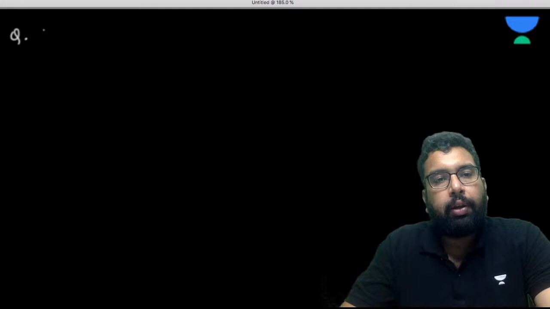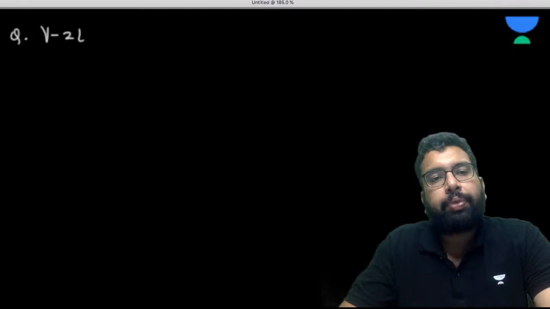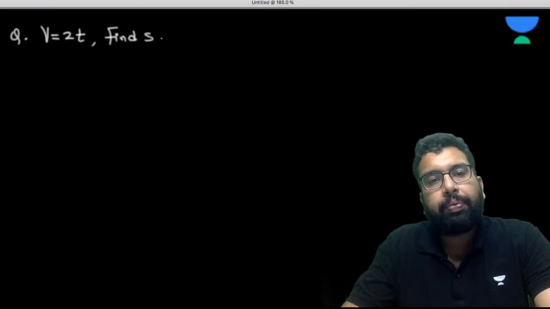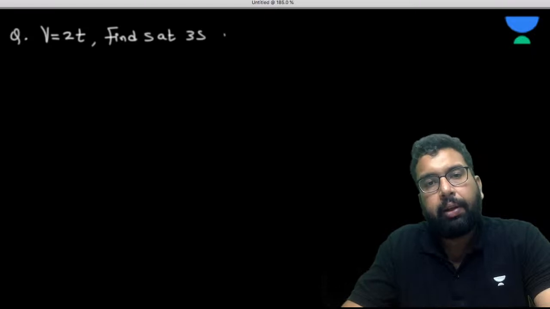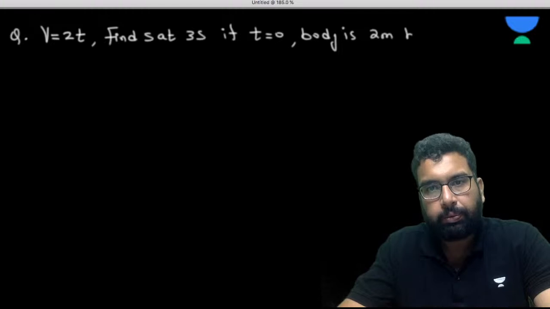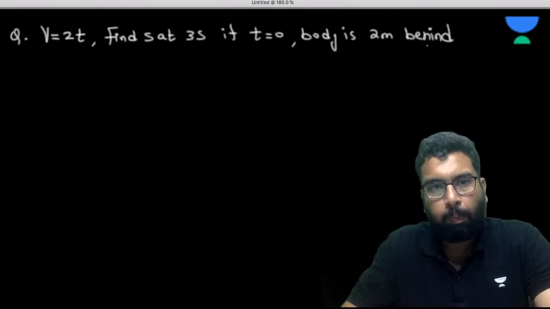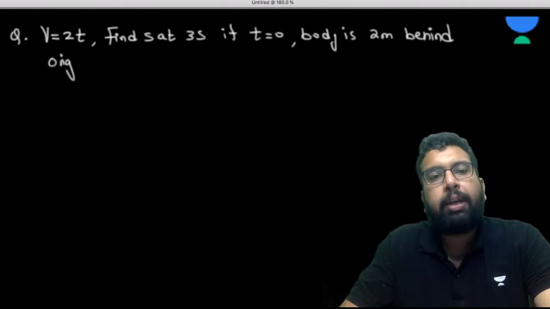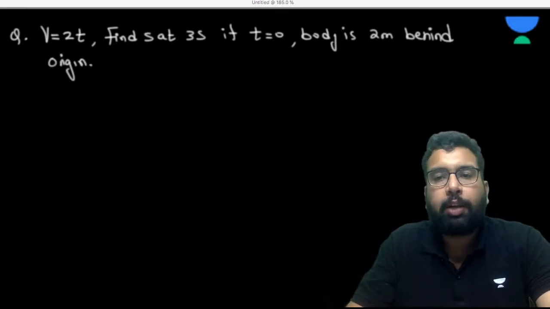Now, let's say v is equal to 2 times t. Find the displacement at 3 seconds, if at t is equal to 0 the body is 2 meter behind origin. Now can you try this question? Can you process the information here? Please do that.